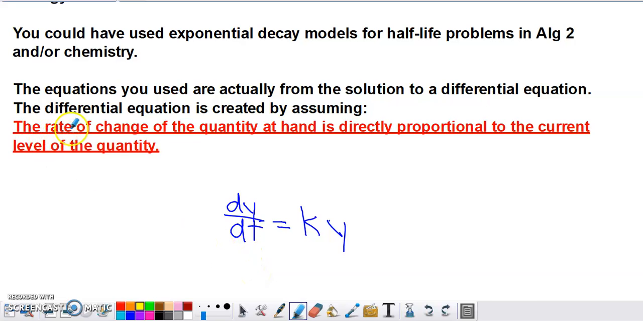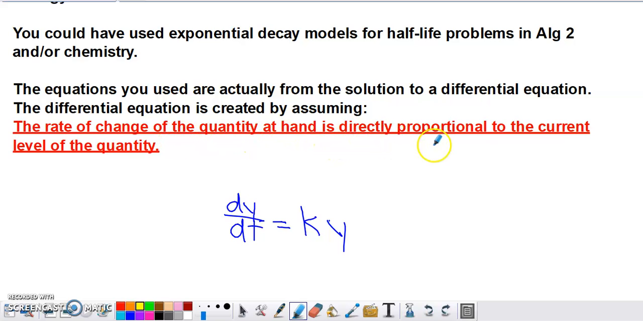So look at the beginning of this sentence. The rate of change of the quantity at hand. Well, that's the derivative of the quantity at hand. So the quantity at hand I'm calling y, and then the rate of change is going to be happening over time rather than with respect to x. So the rate of change of y with respect to t is, if something is something in math, it's equal to it. So the rate of change is directly proportional. If something's directly proportional to something else, that means there's some constant of proportionality. And in this case, I'm using the letter k to represent that constant of proportionality.